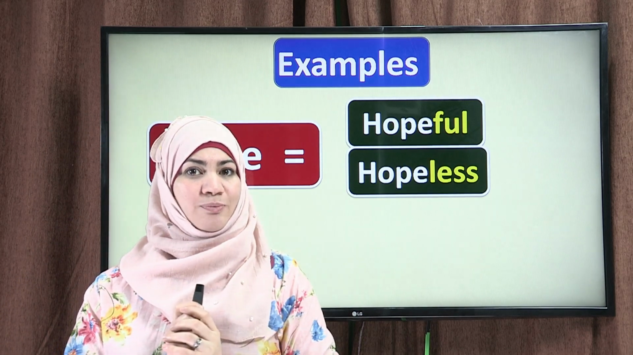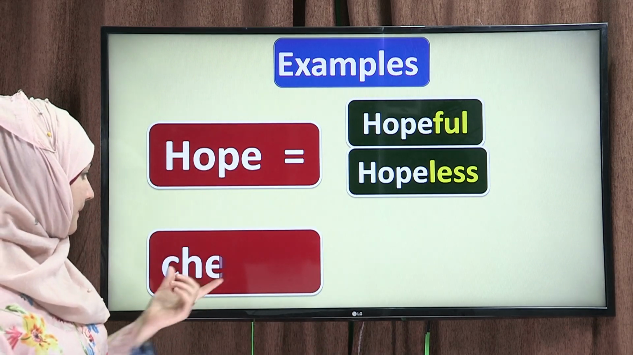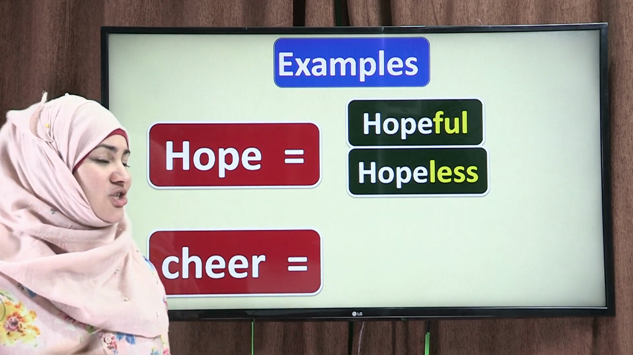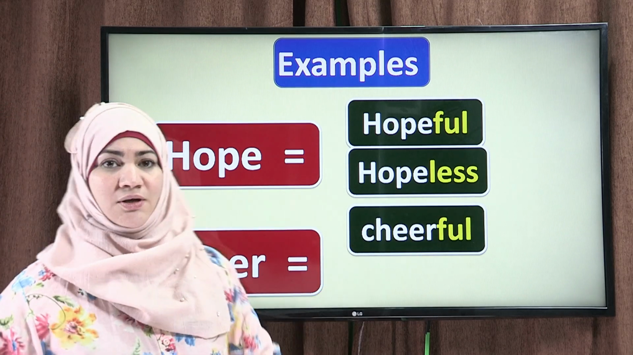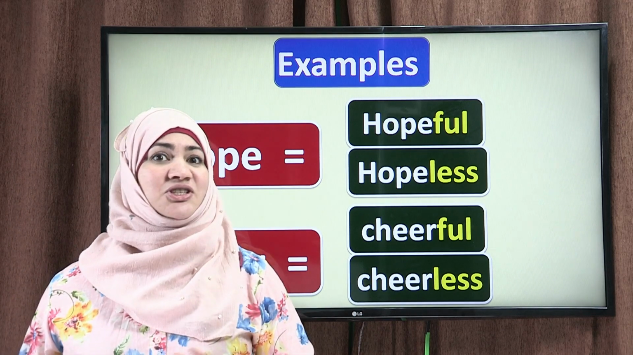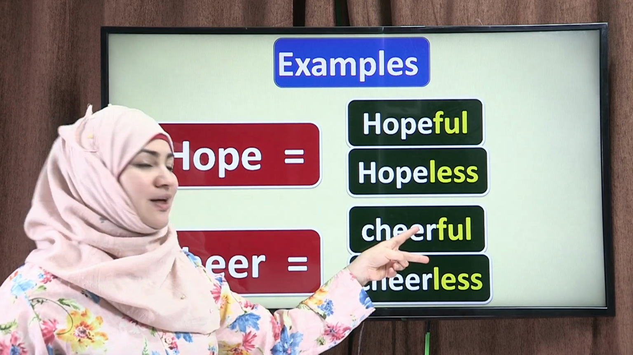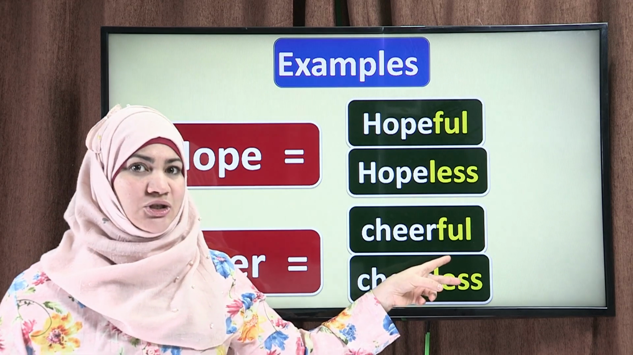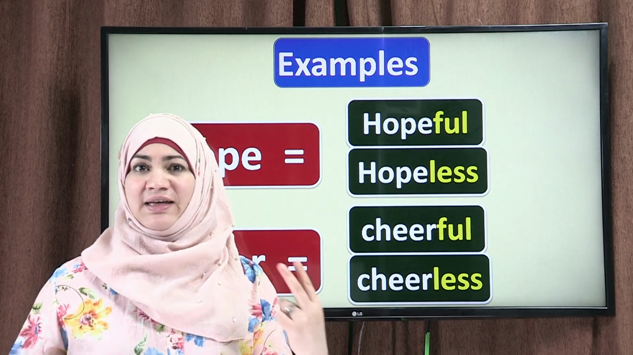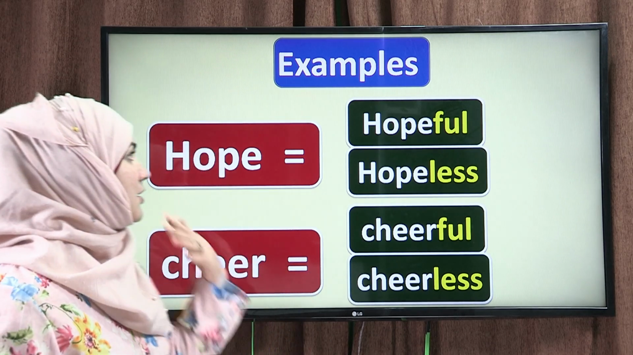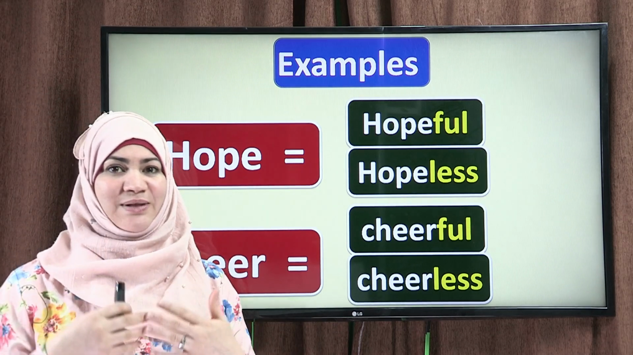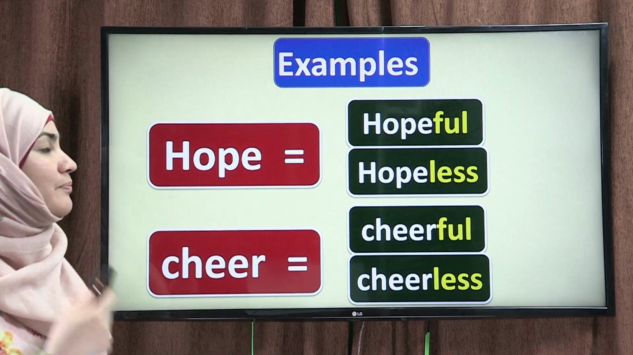The second example, we have the noun cheer. How do we form an adjective? We can say cheerful. We can say cheerless. Yes, both are adjectives and they are opposites too. We have the noun, we have cheerful, and we have cheerless, and they are opposites. So these are just some examples to explain how we form adjectives.